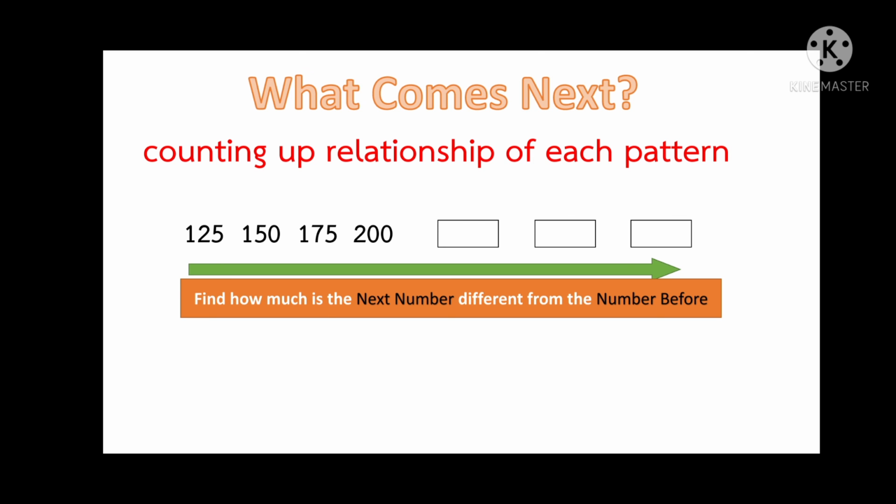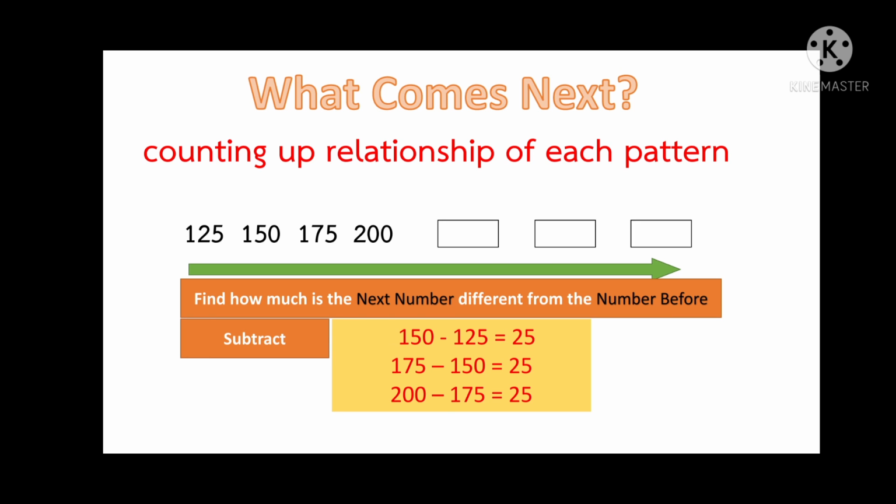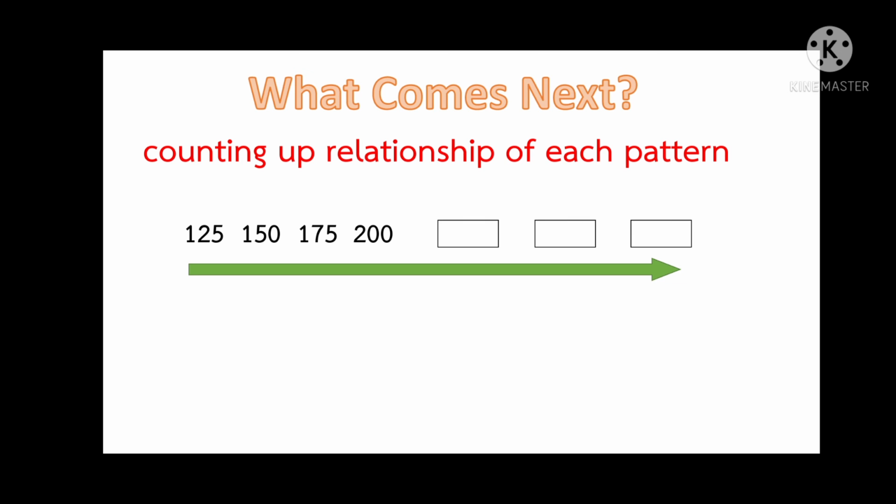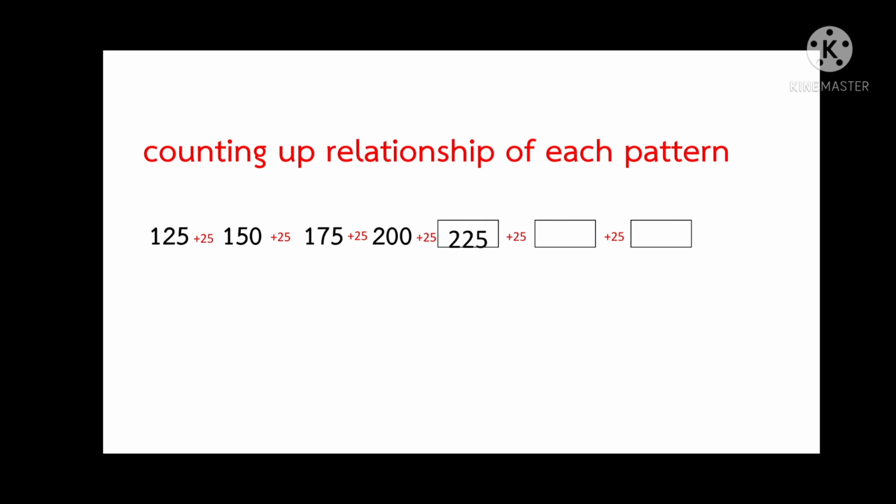So let's find out. 150 minus 125 is 25. 175 minus 150 is 25. 200 minus 175 is 25. Hey, I see something happening repeatedly. 25. So that means we have to add 25 after every number. Let's try to do that. Plus 25 after every number. So 125 plus 25, 150 plus 25, 175 plus 25, 200 plus 25, 225 plus 25, 250 plus 25, 275.